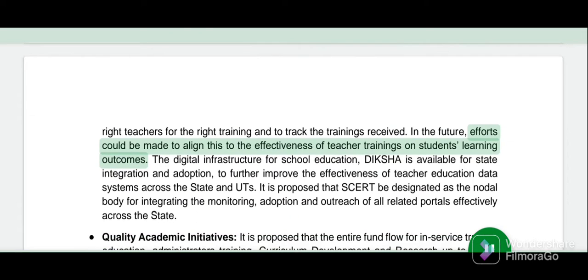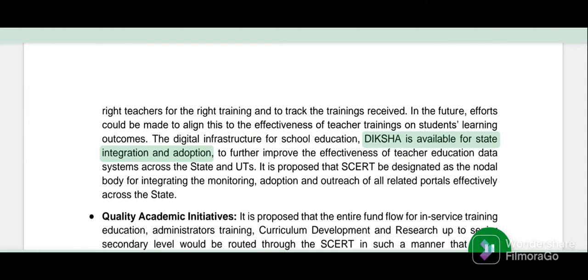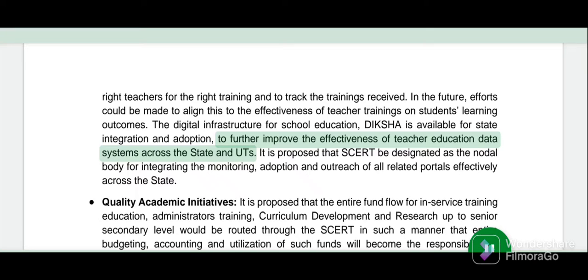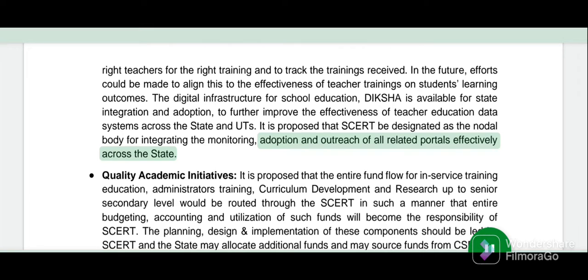In the future, efforts could be made to align this to the effectiveness of teacher trainings on students' learning outcomes. The digital infrastructure for school education, Diksha, is available for state integration and adoption, to further improve the effectiveness of teacher education data systems across the state and UTs. It is proposed that SCERT be designated as the nodal body for integrating the monitoring, adoption and outreach of all related portals effectively across the state.